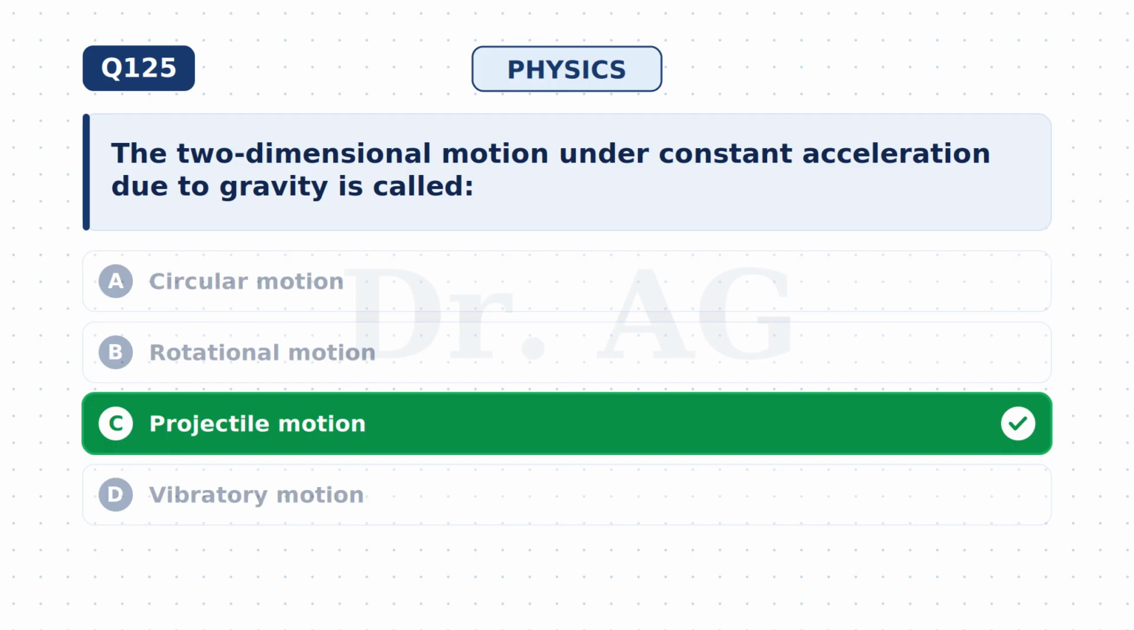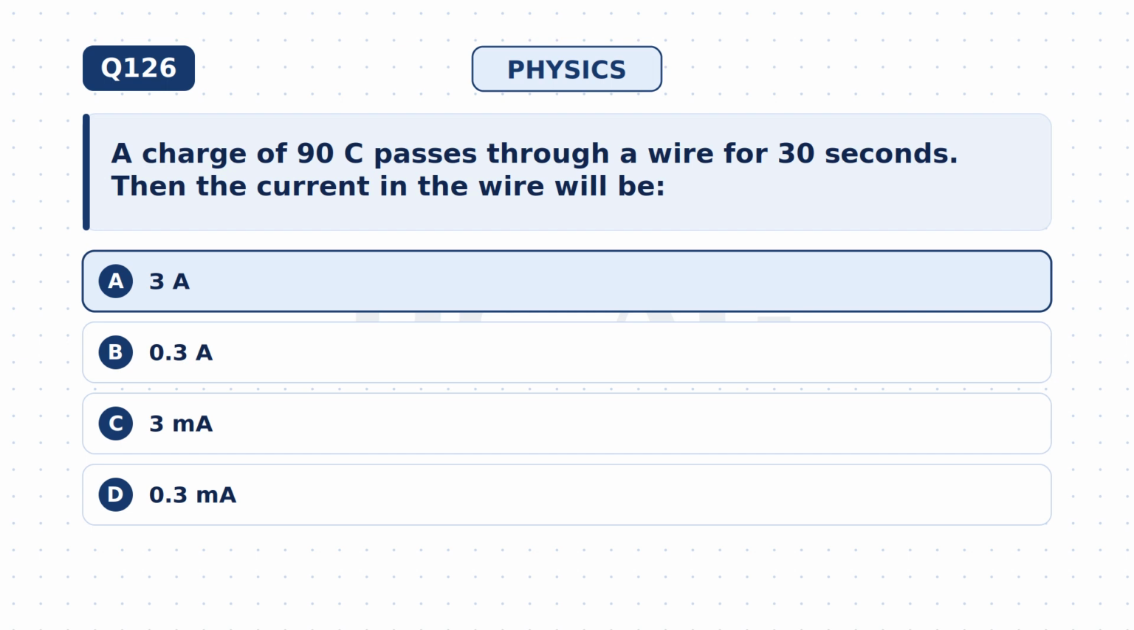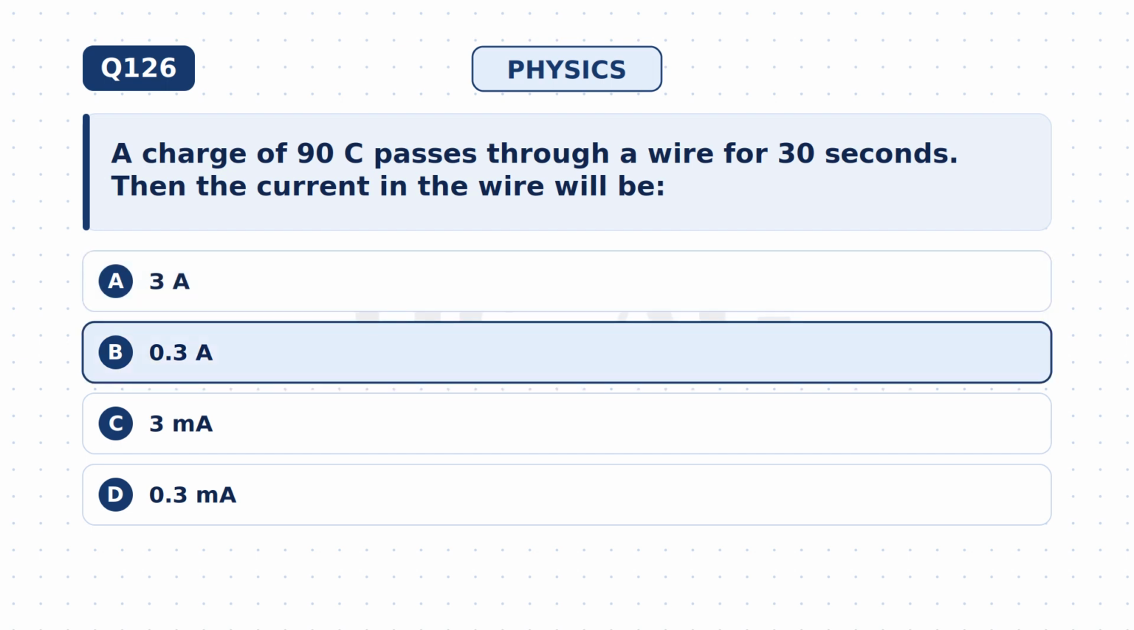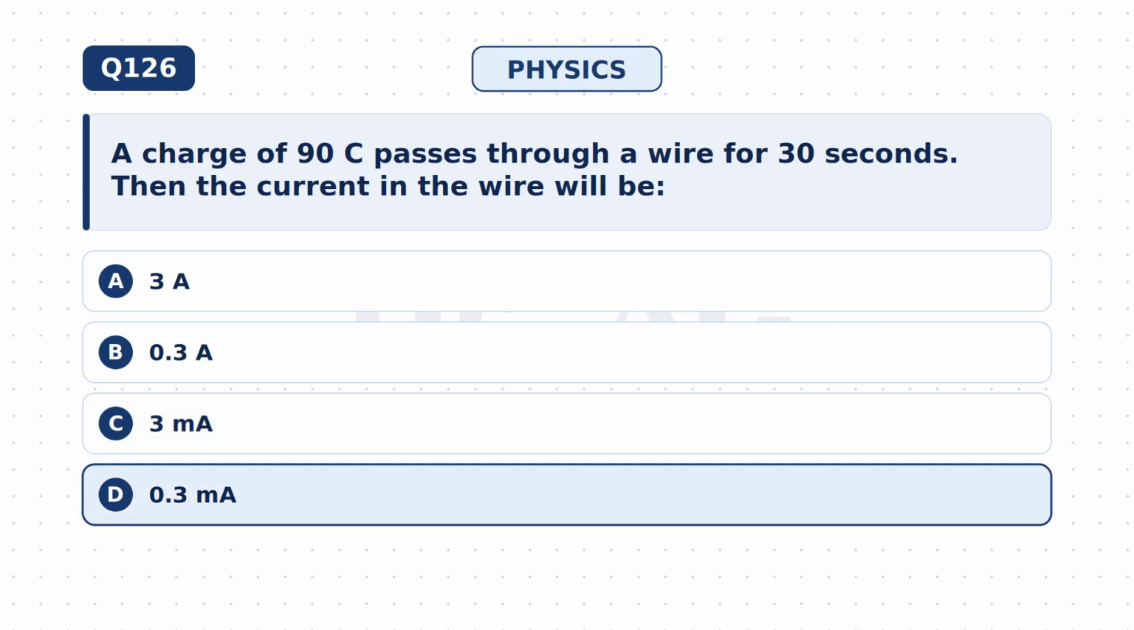The correct answer is C. Projectile motion. Question 126. A charge of 90 C passes through a wire for 30 seconds. Then the current in the wire will be. Option A. 3 A. Option B. 0.3 A. Option C. 3 mA. Option D. 0.3 mA.